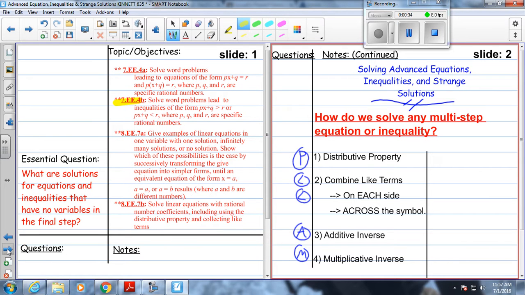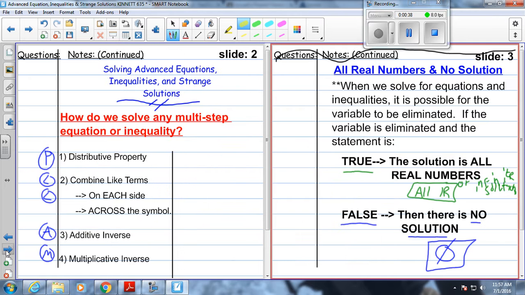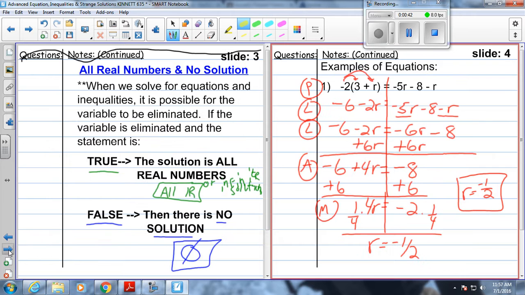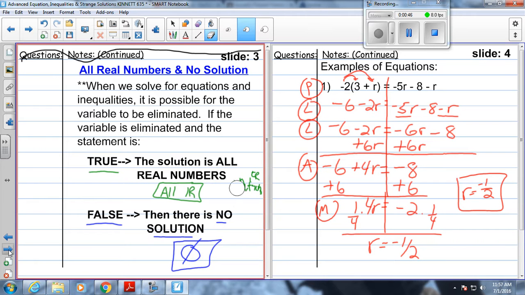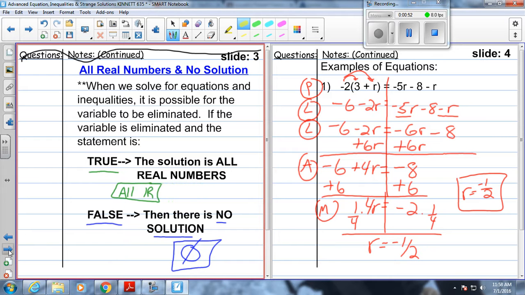We're going to use the same sequence that we've seen throughout this entire unit. And again, these funny answers can happen. And I'm going to edit my note right now. When we did this in part 1, we really couldn't write infinite solutions here. So when we had equations, all real numbers could happen. When you have a true statement for inequalities, it's actually going to be the answer of infinite.